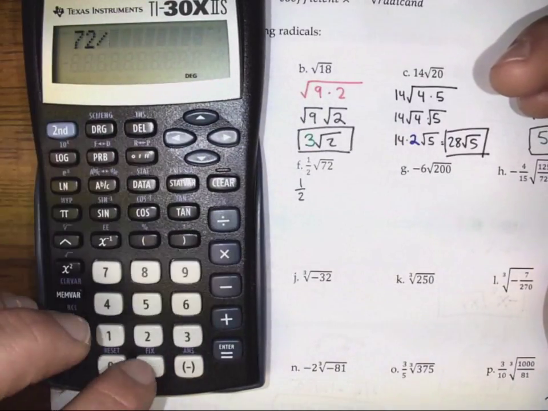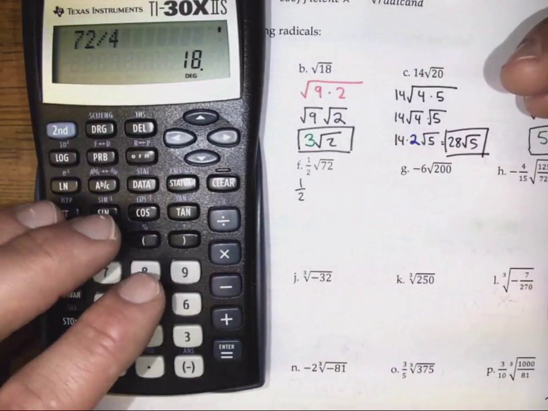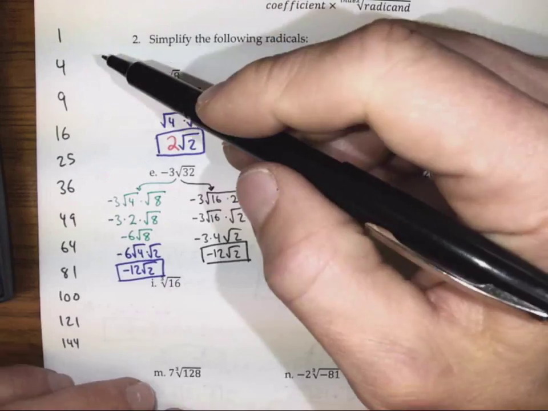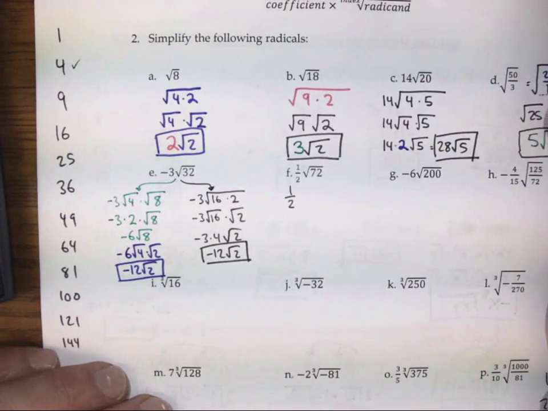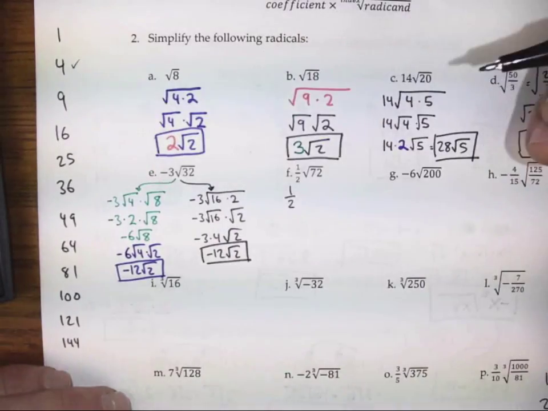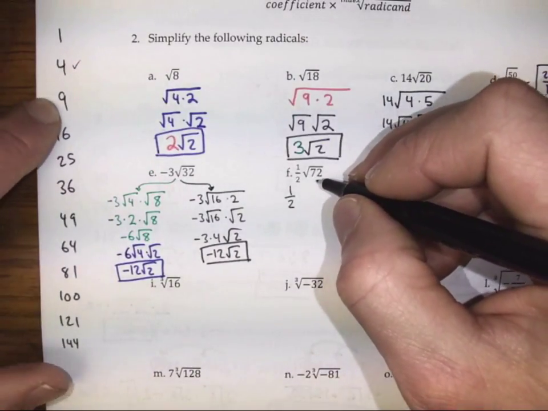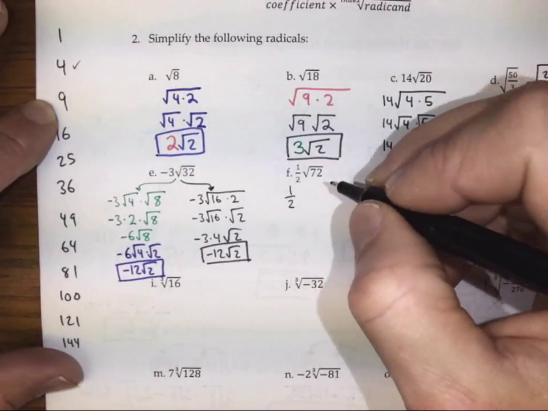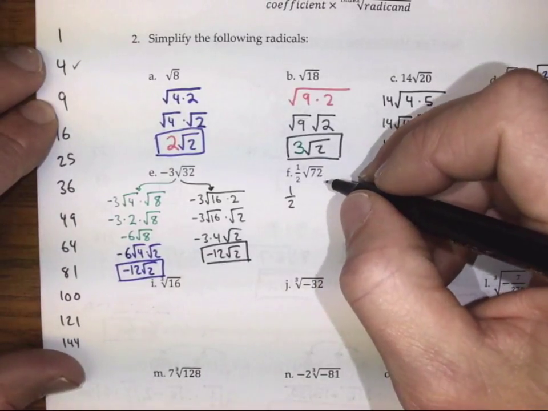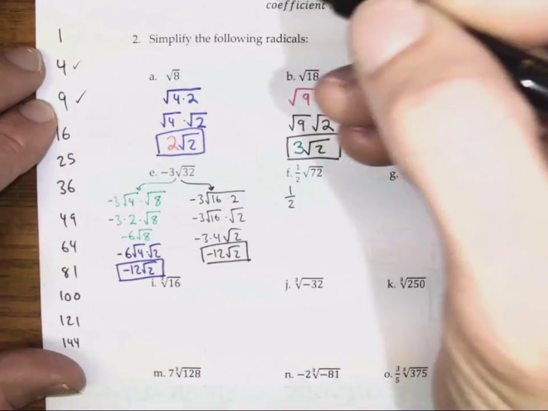72 divided by 4. Oh, it's 18. Okay, so actually 4 works. So I'm going to put a tick next to it, but I'm going to keep going because maybe there's a bigger one. So 72, does 9 go into 72? And that actually, yeah, it does. I know that because 72 is 9 times 8. So that one also works.